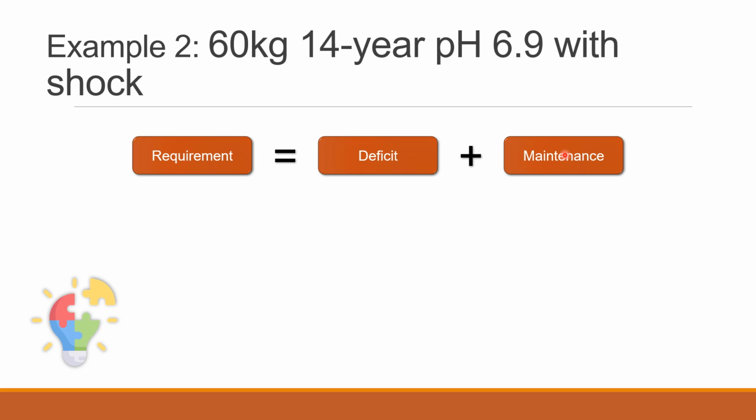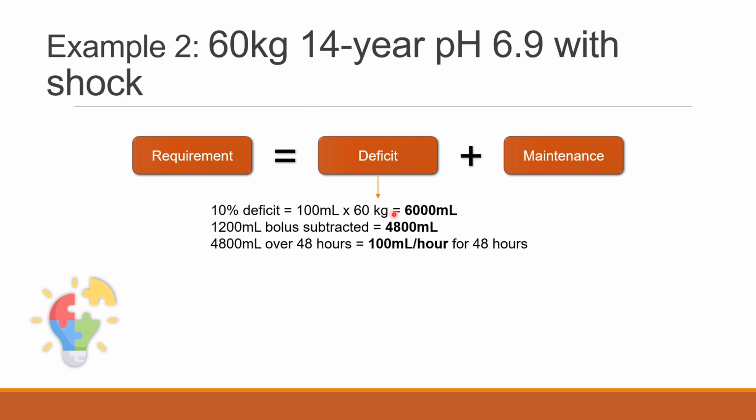So I hope you have calculated. Let's calculate the deficit. Deficit calculation depends upon the initial pH. Initial pH is 6.9. That means it is severe DKA. Severe DKA means 10% dehydration. 10% means 100 ml per kg. 100 ml per kg for 60 kg, that means it is 6000 ml.